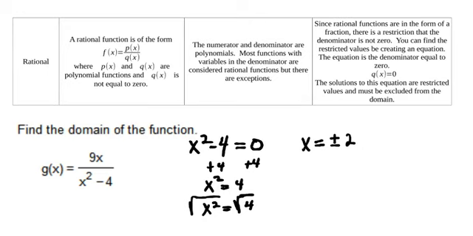That means we have two restricted values, positive and negative 2. And there are a couple different ways that we can write the domain once we know the restricted values. We can write the domain in set builder notation.